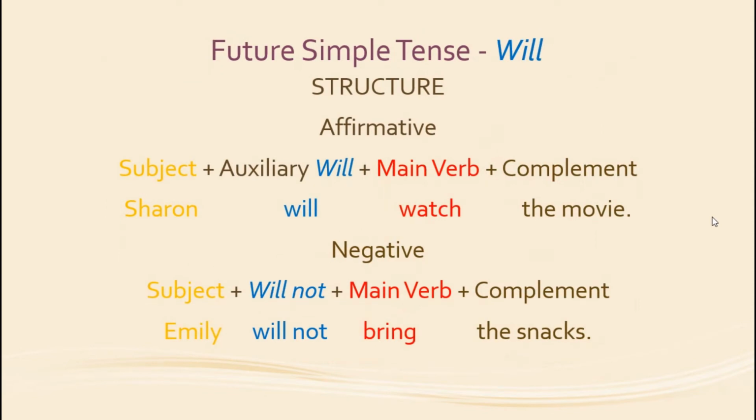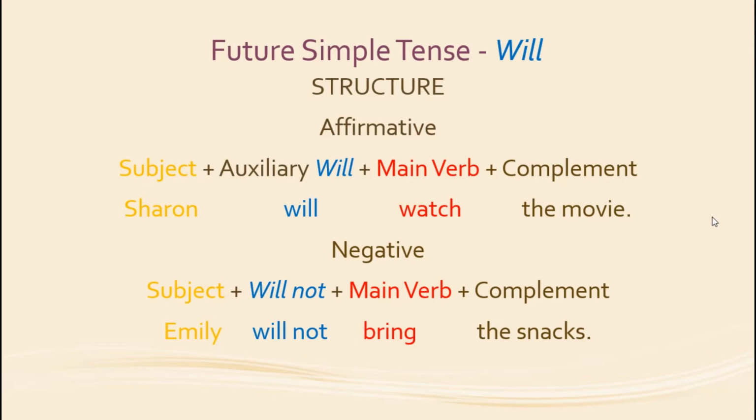Okay guys, now let's look at how we use the auxiliary will to form the affirmative, negative, and interrogative forms for this tense. The affirmative form is the subject, the auxiliary will, plus the main verb and the complement. So we have, for example, Sharon will watch the movie. We have each of the elements that we have in the structure: the subject Sharon, the auxiliary will, the main verb that is watch, and the complement that is the movie.